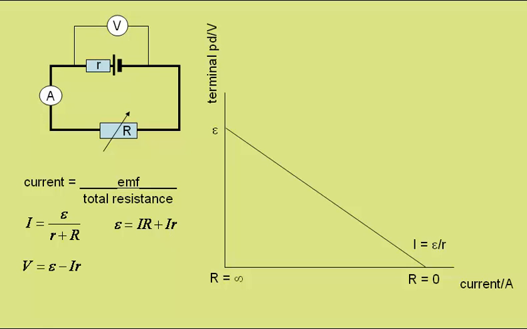We can also say that the terminal potential difference, V, the potential difference we actually get from the supply, is equal to its EMF minus the current times the internal resistance. This is the potential difference lost getting the charge across the supply itself.